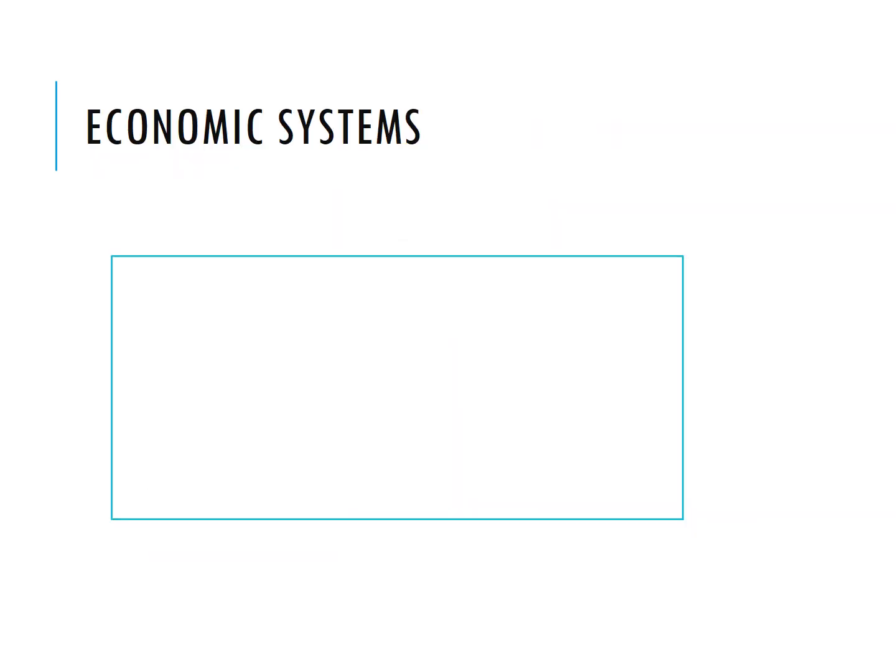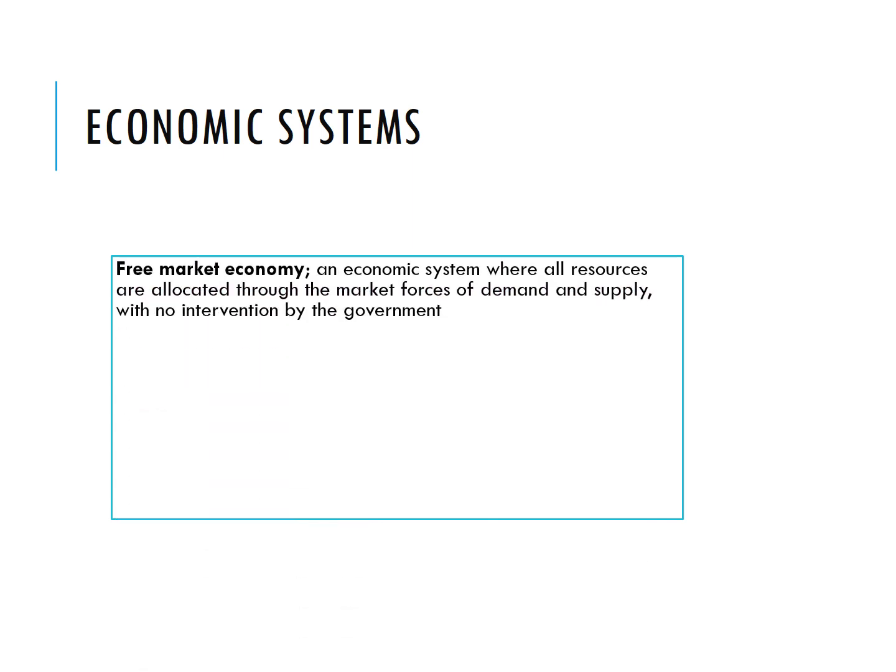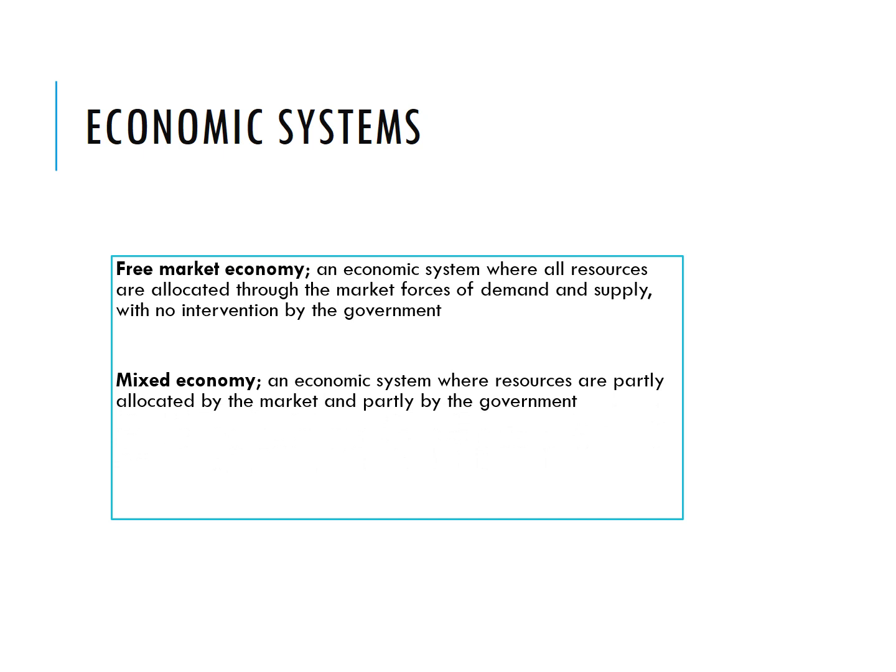And those different approaches are assigned to 3 different types of economic system. The first one is called a free market economy, and that is where resources, goods and services are allocated by who can pay the price, by demand and supply, by going into the market and paying the price for those items. We have a mixed economy, and that's an economic system where some resources are allocated by the market and some resources by the government.